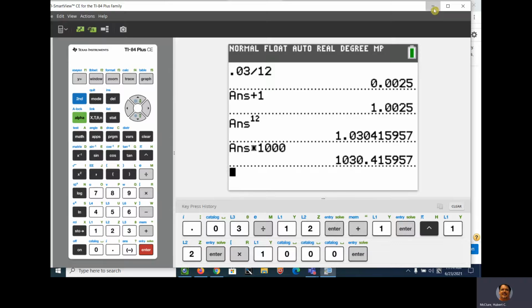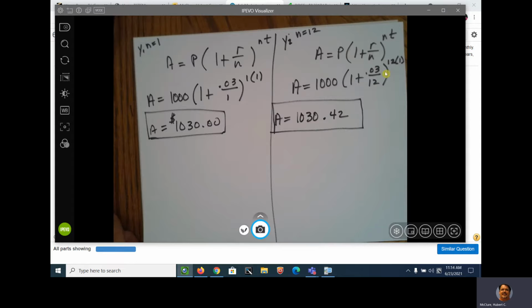So you can see there's not much difference between compounded yearly and compounded monthly. It gives you an extra 42 cents. And you do that for each one, and that's what I will test you on. I will test you on this right here.